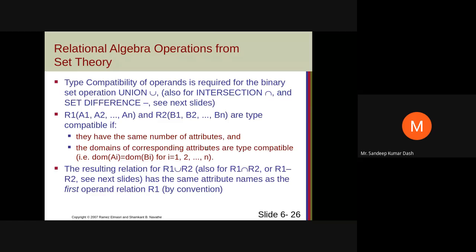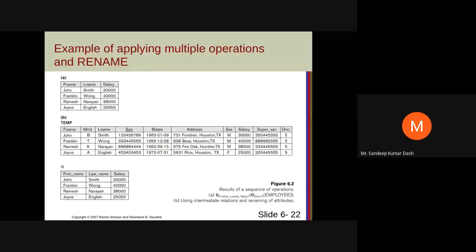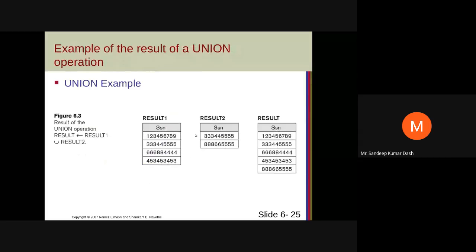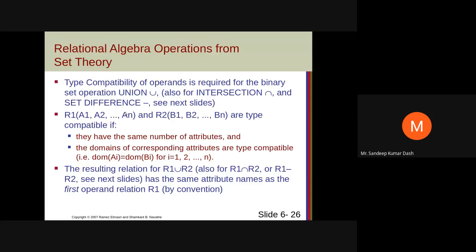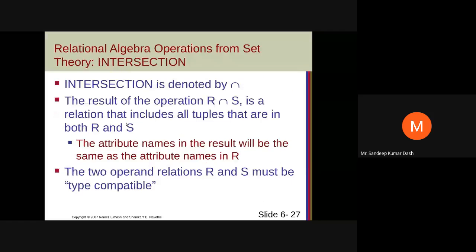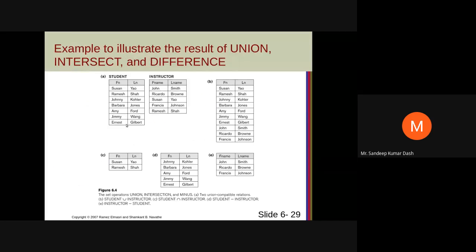And then what is meant by difference? Here you saw the union, sorry, this was the union. Intersection is the common one. What is the difference? Result 1 minus result 2, what will you get? Here it says set difference. Here you see instructor minus student, student minus instructor. Which one? D.